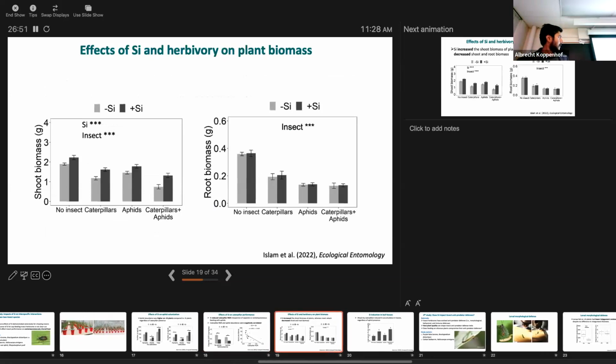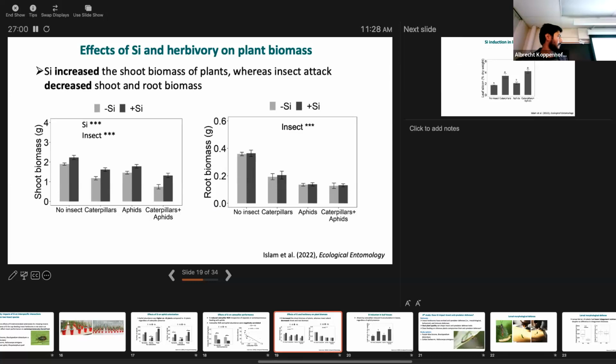We found that silicon supplementation had a positive effect on shoot biomass, and insects had a negative effect. Insect herbivory reduced both shoot and root biomass. That's obvious because insect feeding was damaging plants. Both root and shoot biomass of insect-fed plants were lower compared to insect-free plants. But silicon had a positive effect on plant biomass.